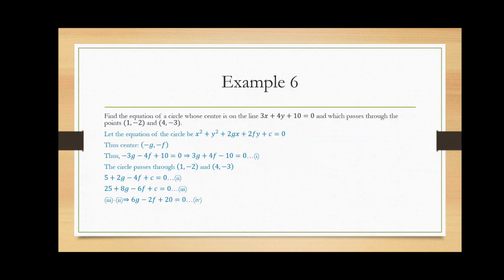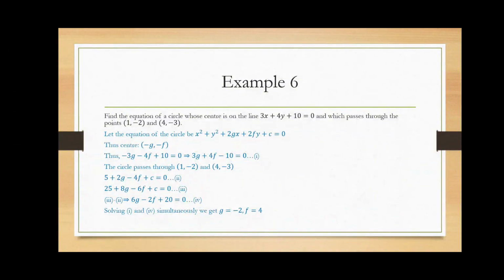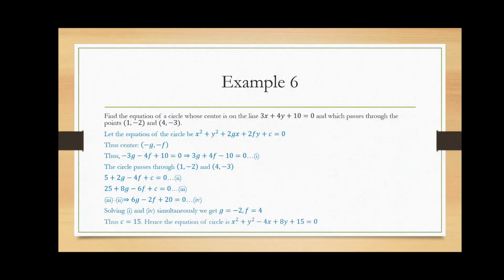Now we already have equation 1 and now we have equation 4. If we solve these two simultaneously, we have g as -2 and f as 4. Now we can put the value of g and f in either of 2 or 3 and I can get the value of c, and the value of c is coming out to be 15. And thus the required equation of the circle is x square plus y square minus 4x plus 8y plus 15 equals 0.